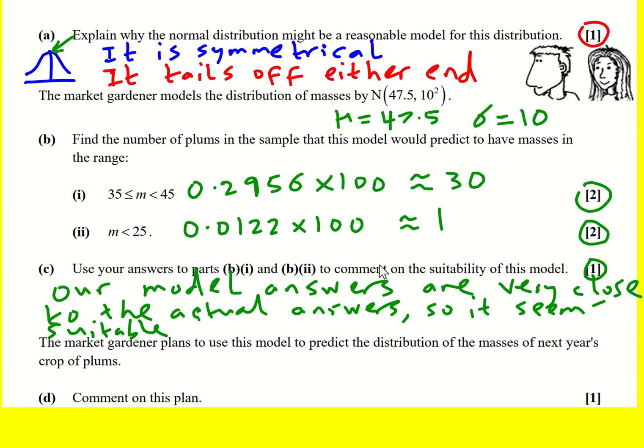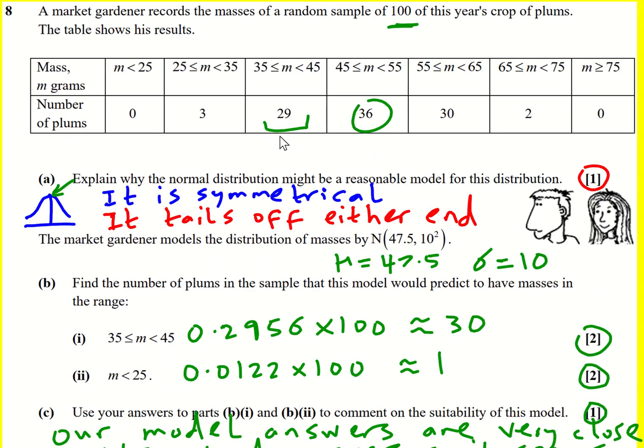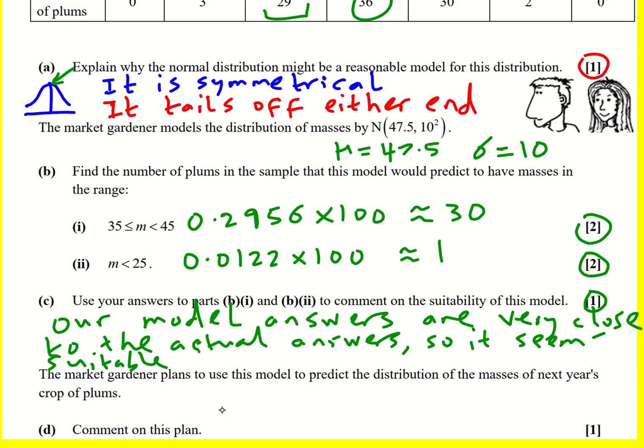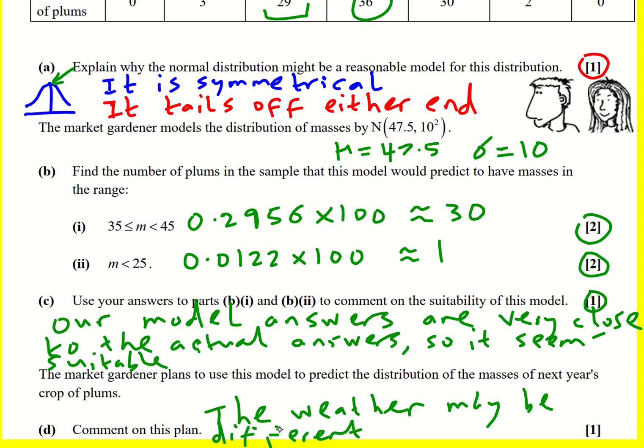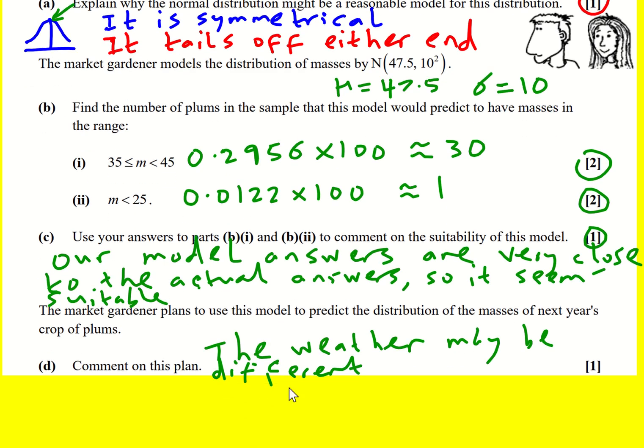The market gardener plans to use the model to predict the distribution of the masses of next year's crops. Comment on this plan. Okay, there's numerous answers you could write here. One example is that the weather may be different next year. What if there is really cold weather? We don't know for sure if it will be accurate. So just a sensible reason, basically, to say that it might not be the same.